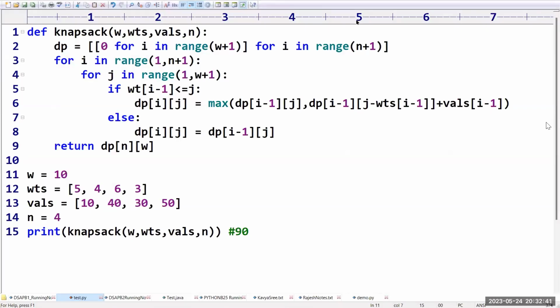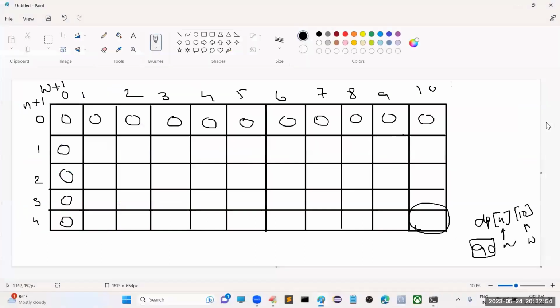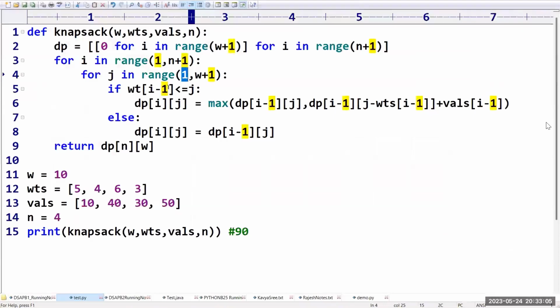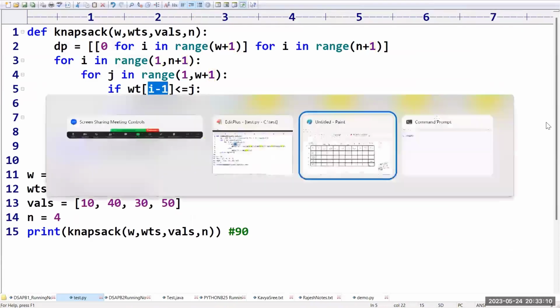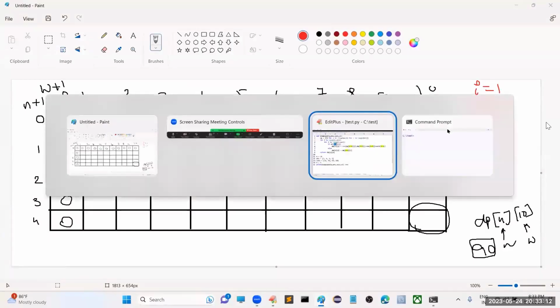So next, what we are going to do here? Very simple. For i in the range of 1 to n plus 1, i values we are starting from 1, j value also we are starting from 1. Okay. So initially, first time, sir, I will do the calculation part here. Please listen. Initially, your i value is equal to 1 and your j value is equal to 1. Right. Then what we are doing here, weight of i minus 1.